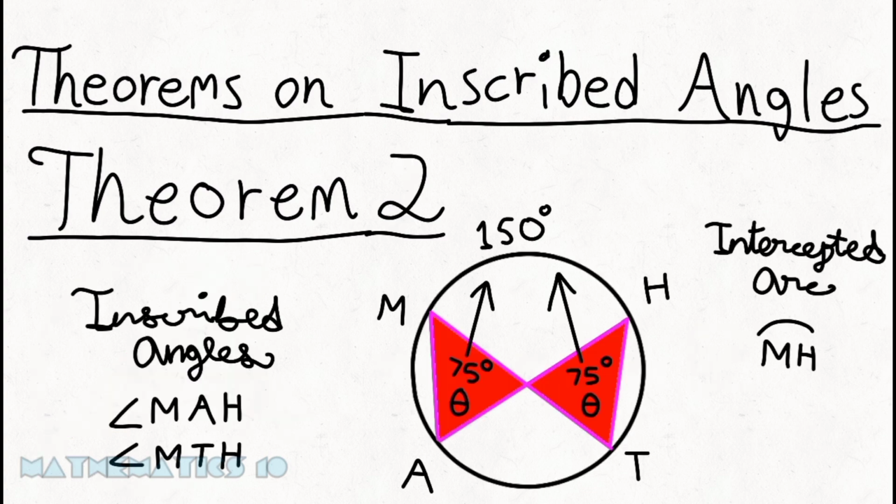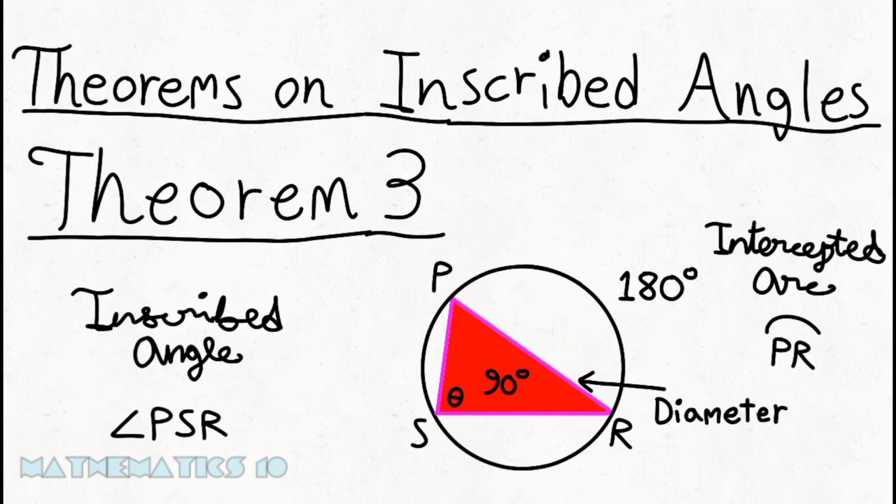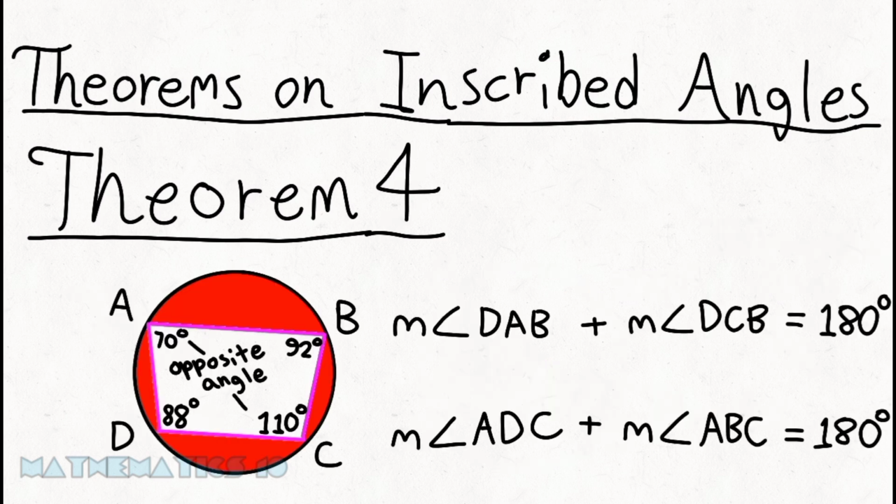If 2 inscribed angles intercept the same arc, then the angles are congruent. If an inscribed angle of a circle intercepts a semicircle, then the angle is a right angle. If a quadrilateral is inscribed in a circle, then the opposite angles are supplementary.